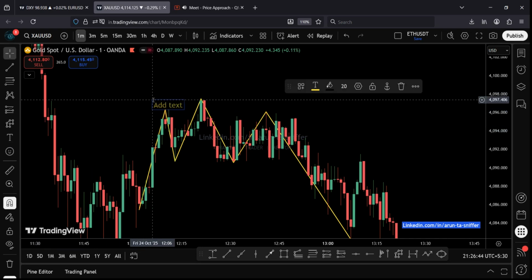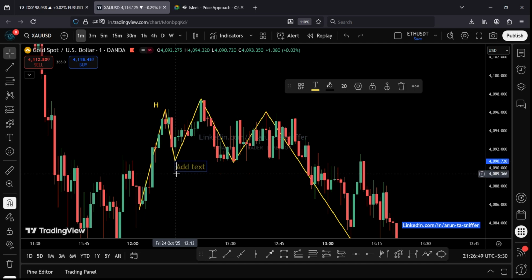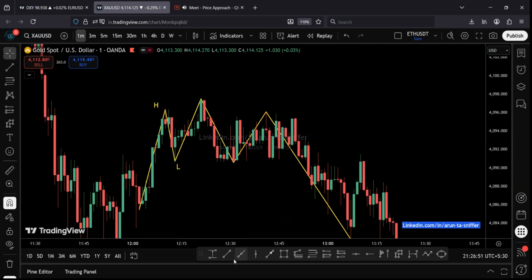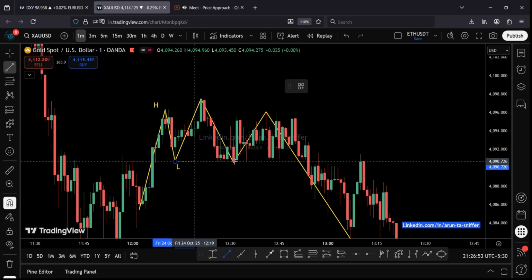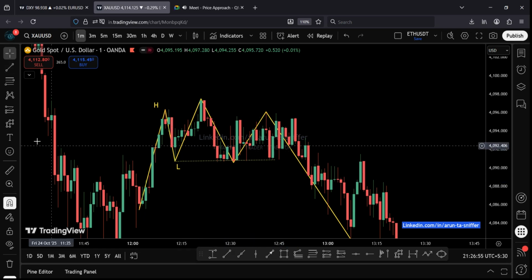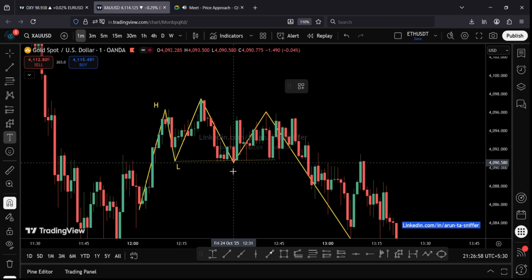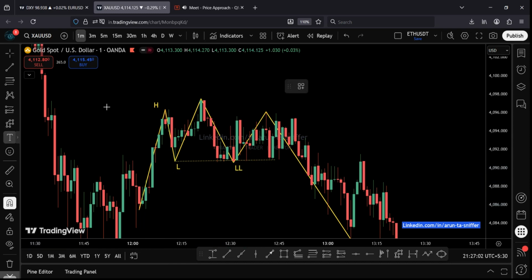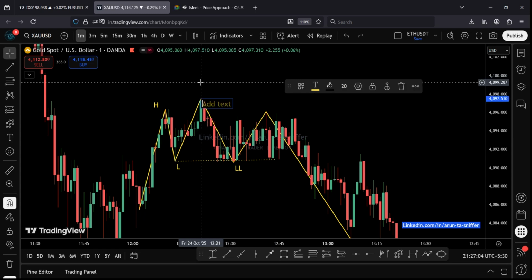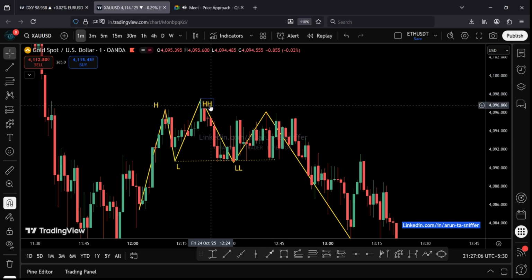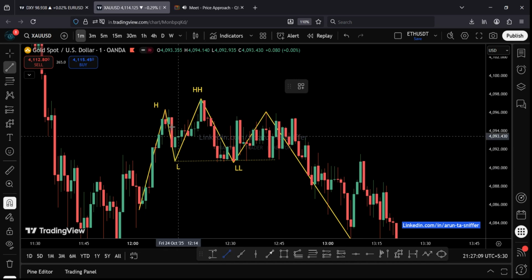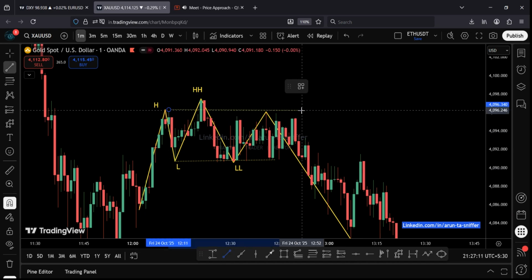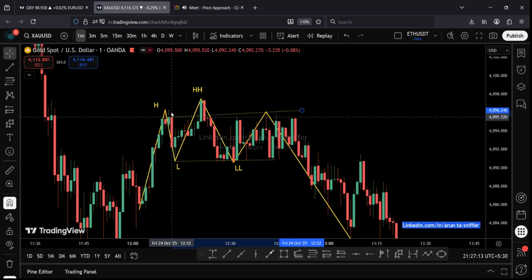Let's label it. Creates high, creates low, cross it here, creates lower low. Before this creates here higher high, goes back to QM level and falls like this.